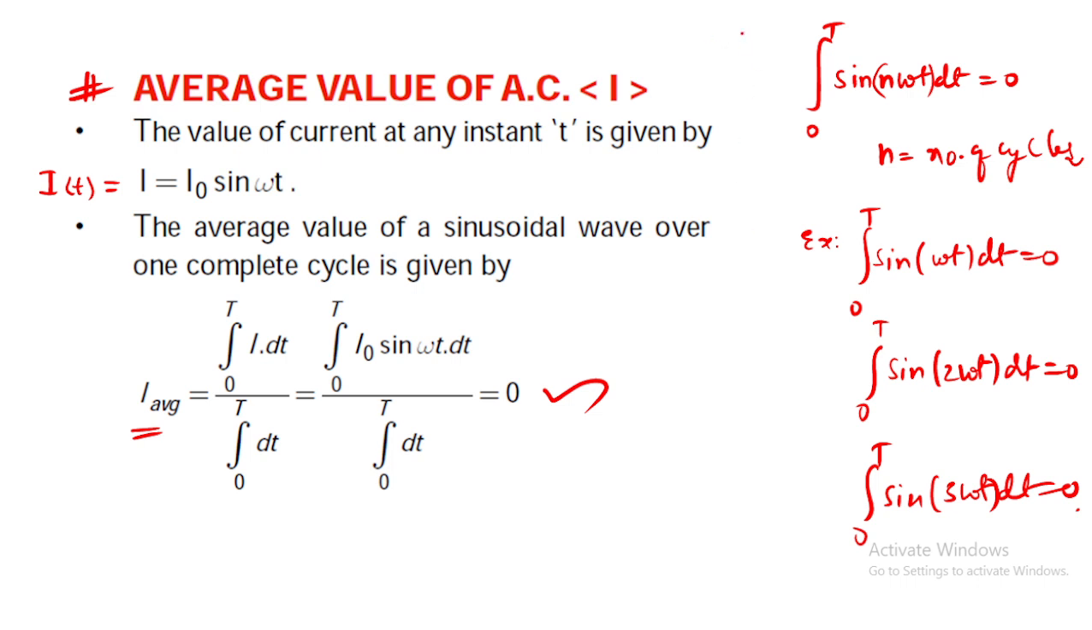These are the important points. Please remember, over a full cycle, a sine function will become 0. What is the omega there? Angular velocity. Yes or no? Of whom? The coil rotating in an AC generator. Right?